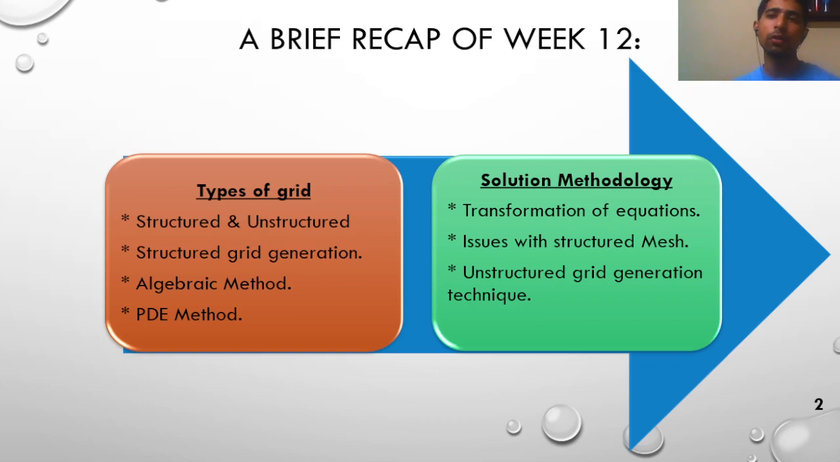Once we were able to generate the grid, we considered a small Poisson equation or a steady state heat conduction equation, and then saw how we can convert these governing equations into this body fitted grid, and then how we can solve the governing equations in the transformed plane. So that was about the transformation of equations. Finally, we also saw what the issues with the structured mesh are, especially for complex geometry problems. And then we went on to see what the possible methods for unstructured grid generation are.